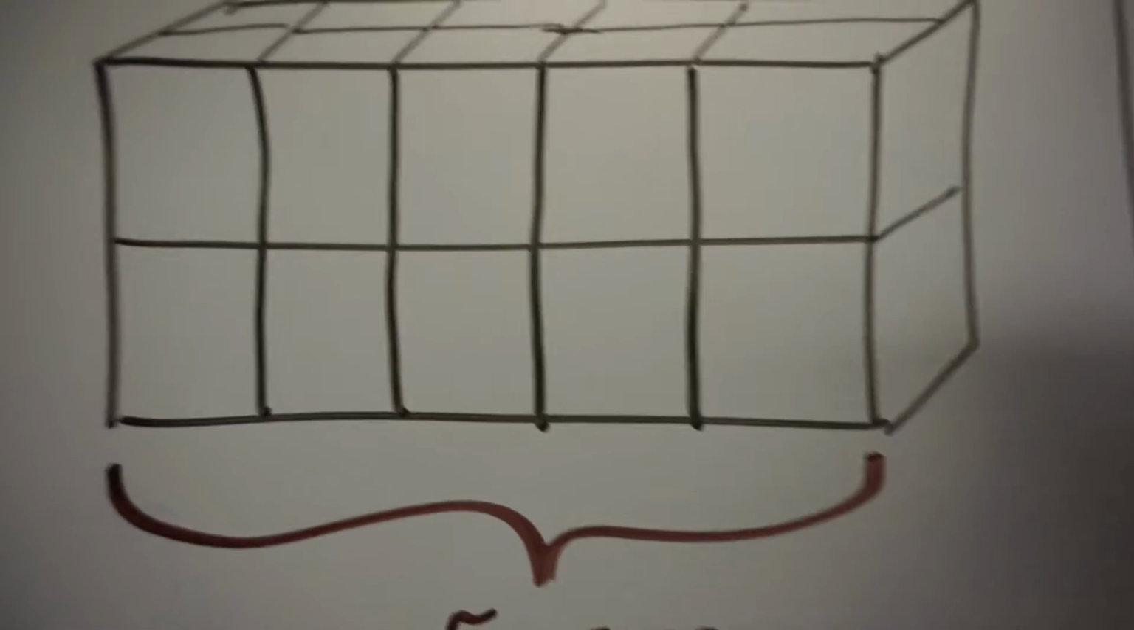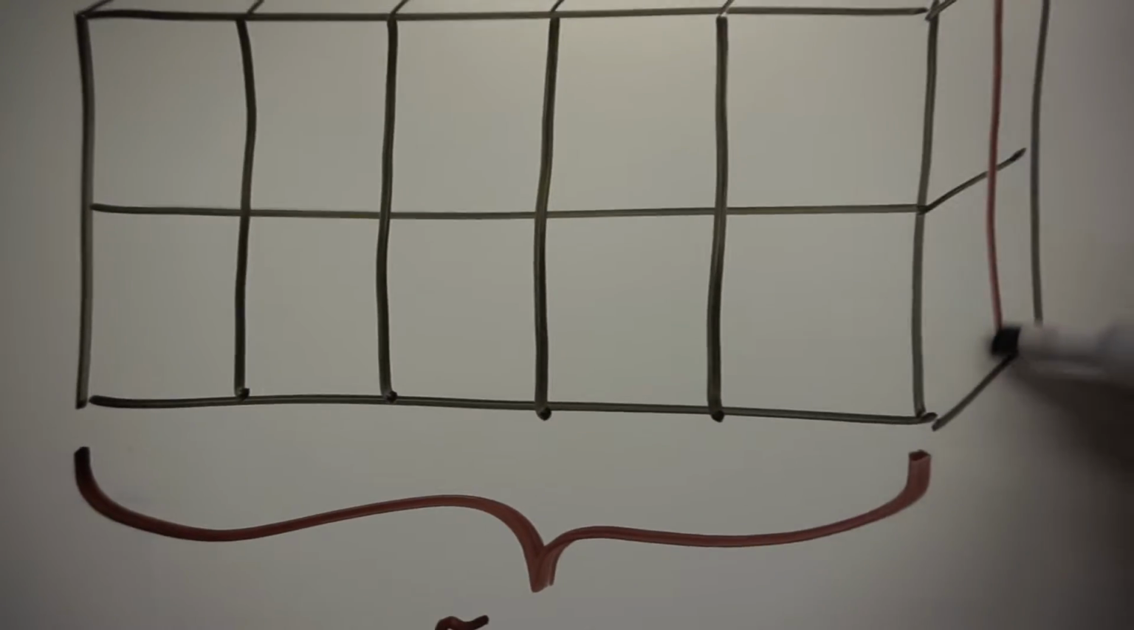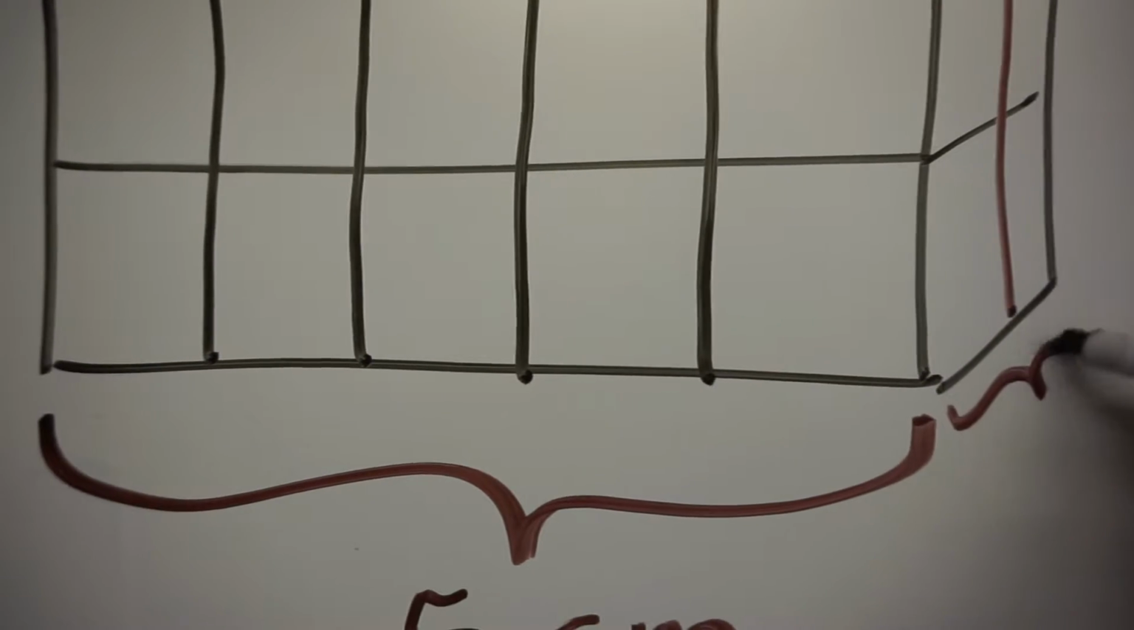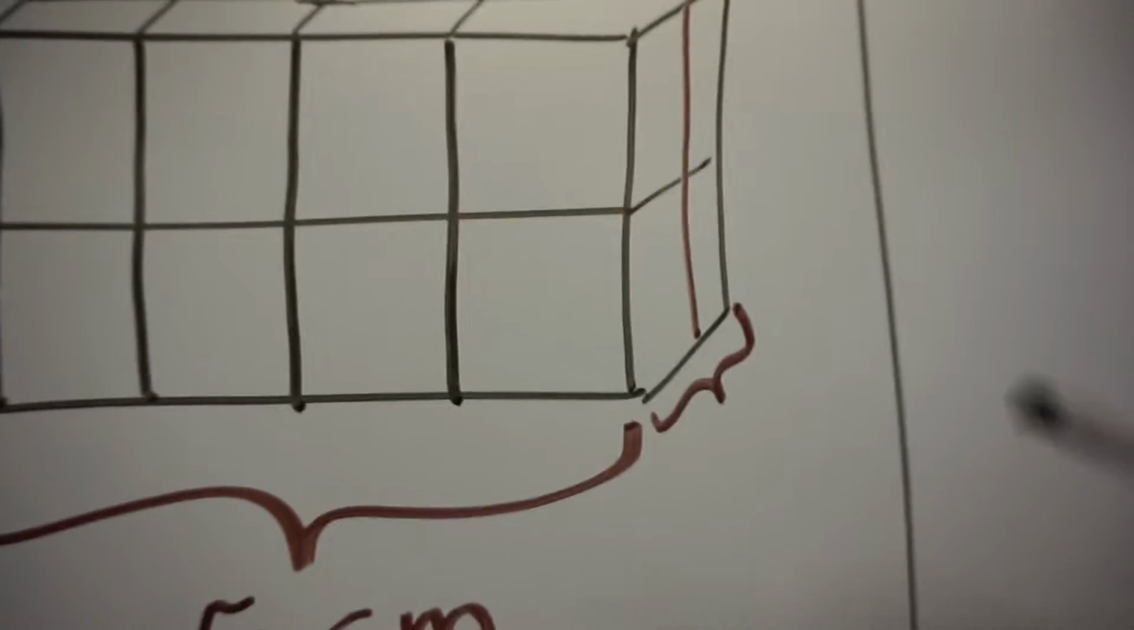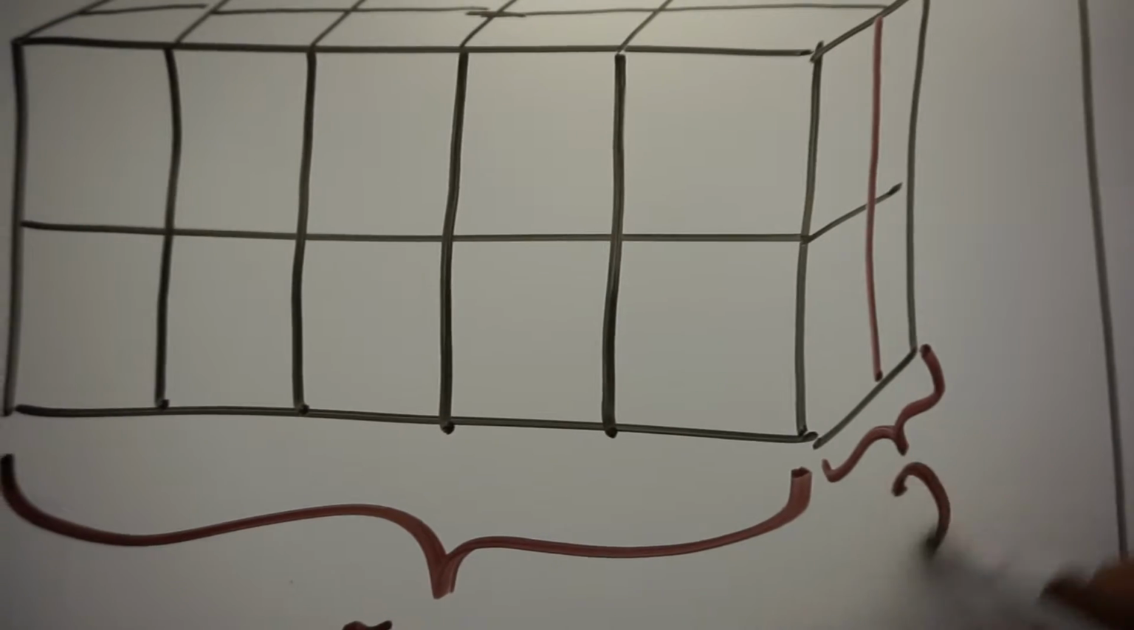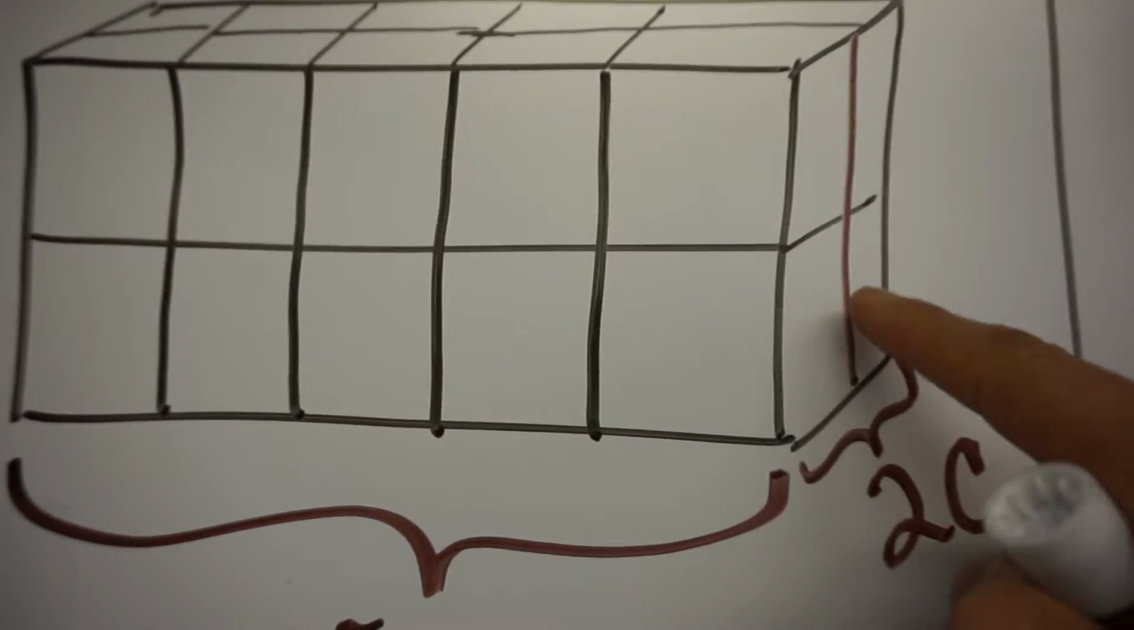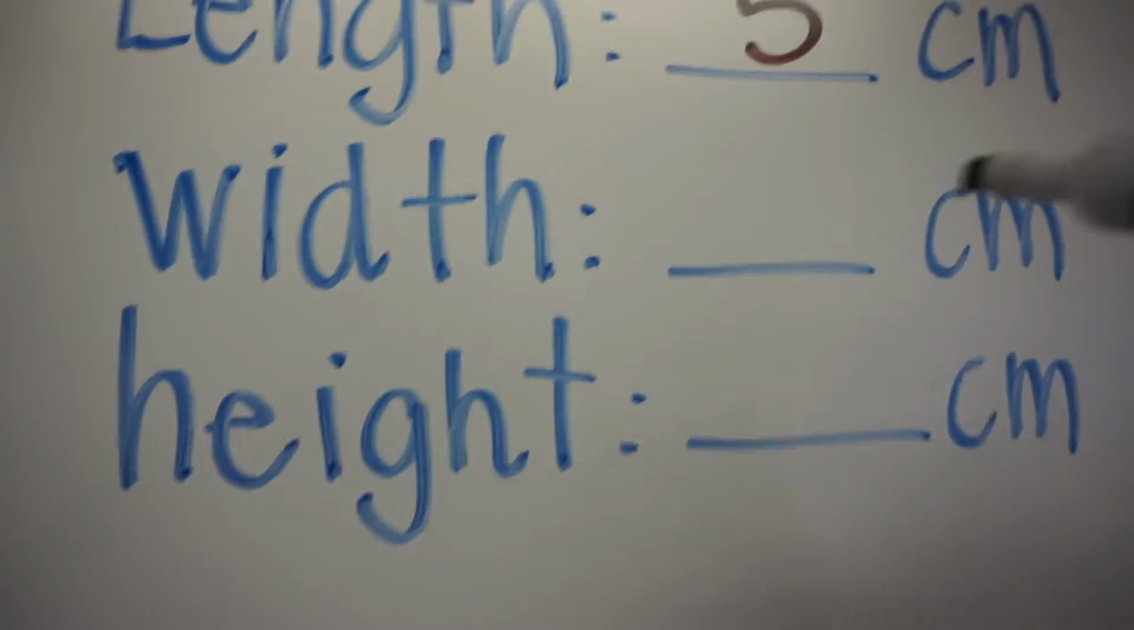Now we're missing one line right here, the width. And the width is right here. And if you count the width, what is it? 2 centimeters. 1, 2. So we're going to write 2 centimeters here.